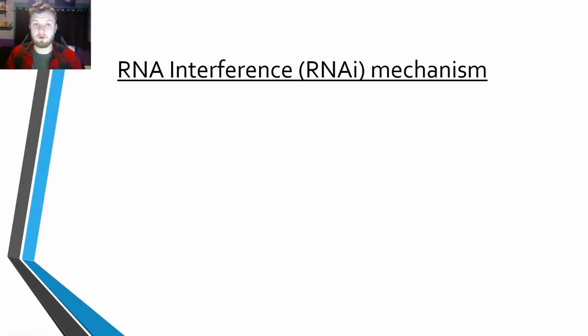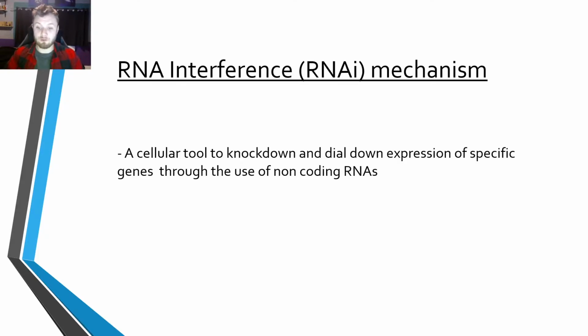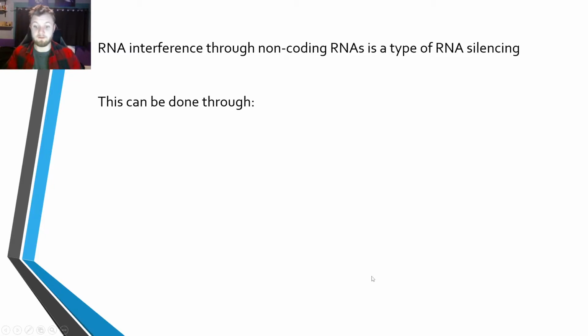This video will focus on explaining the mechanism of RNA interference, also called RNAi. RNAi is a general term used to refer to the cellular tool that is able to dial down or prevent expression of a gene through non-coding RNA. RNA interference is done by non-coding RNAs and is often called RNA silencing.